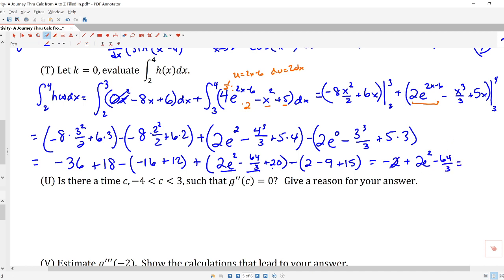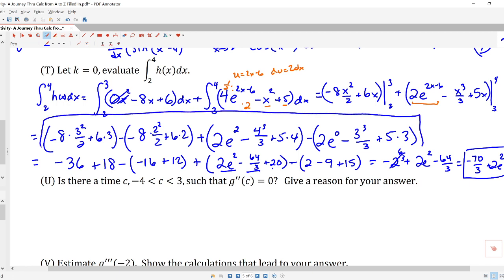Okay. 2 is 6 thirds, so that way I can put this together. Negative 6 thirds minus 64 thirds is negative 70 thirds plus 2e squared, and that is the answer. Again, I can't imagine they're going to have you do all of this out by hand. And to be honest, if you remember what we talked about, that once you get down to a numerical answer, you can stop. So if that were the case, you should stop right here. Okay? No more variables, it's all numerical at that point in time, and you could stop there.